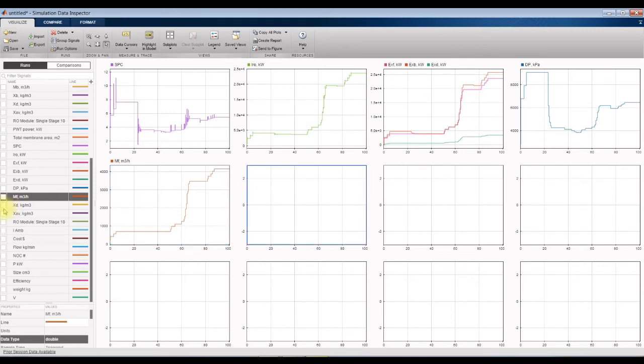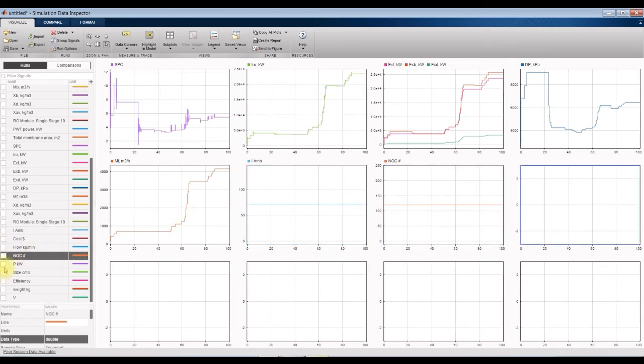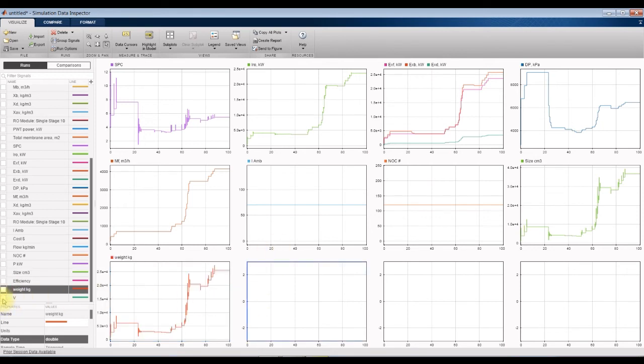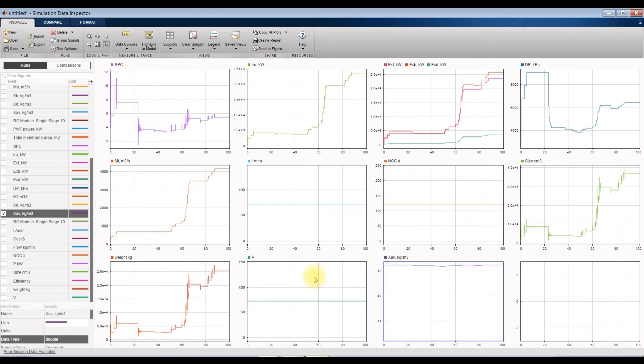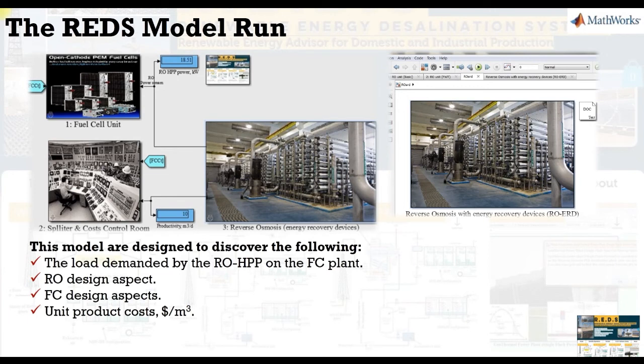And as you can see, this is the current, and we have the number of cells, the size of the fuel cell, weight, voltage, and so on. So many parameters you can deal with. There is the average salinity ratio. Anyway, you can deal with many parameters. You can discover the effect of changing some variables on the fuel cell. You can also extract the unit product cost, which is the production cost of fresh water based on how many elements you use.